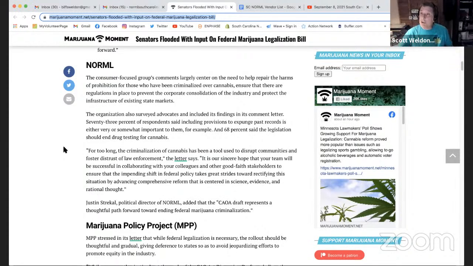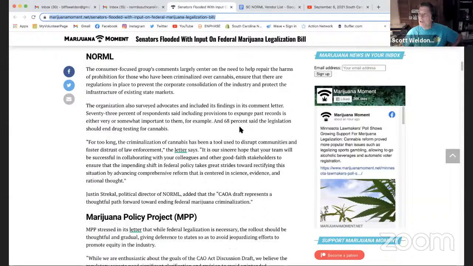So we sent out a survey, and it mentions that our organization surveyed advocates throughout the nation, and includes their findings in a letter. But here's a real quick example. 73% of the respondents said including provisions to expunge past records is either very or somewhat important to them. And also another point here is 68% said that legislation should end drug testing for cannabis.